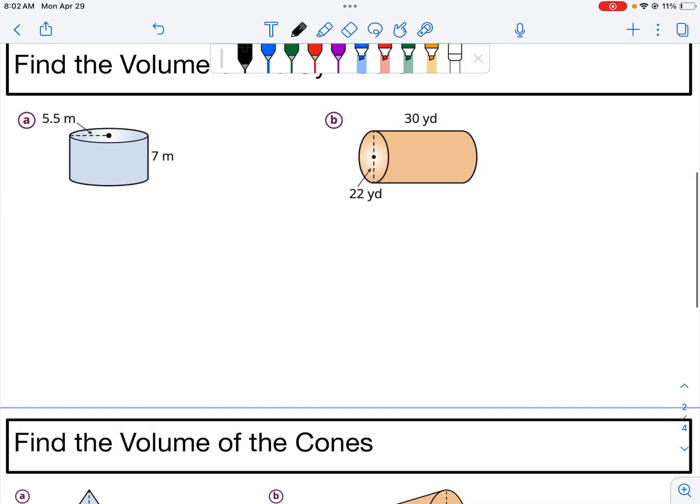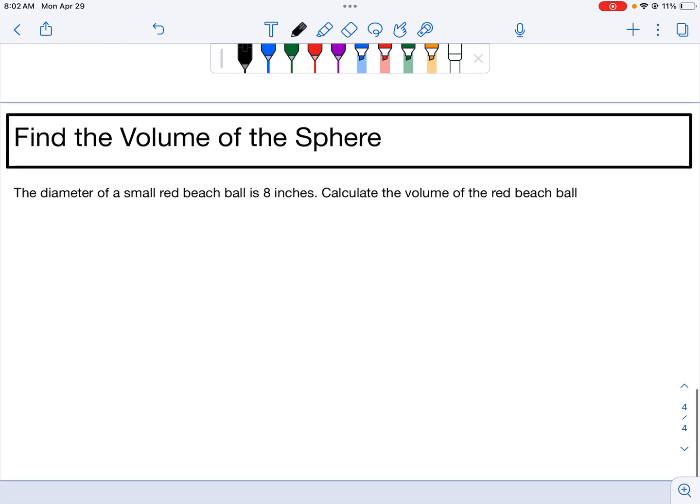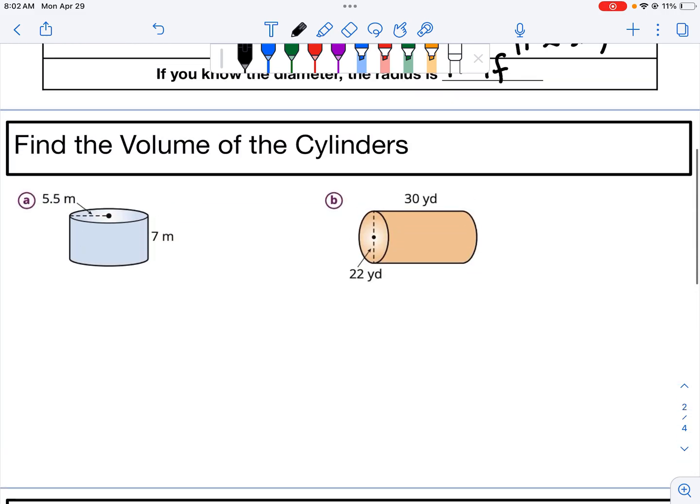All right, so let's go ahead. We're going to look at the volume of 2 cylinders, 2 cones, and a sphere. Here, what I like to do is identify the radius, which is 5.5. The height is 7. The volume of all cylinders is pi r squared times the height.